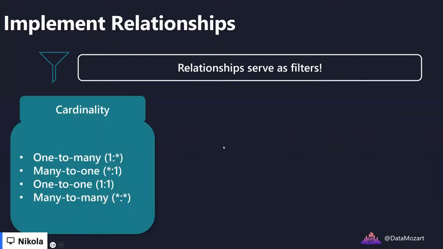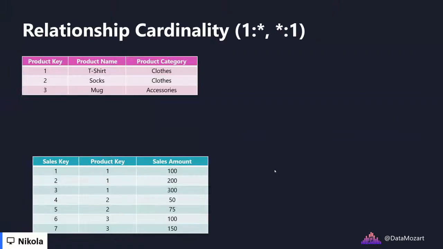So let's first examine the concept of cardinality in relationships. There are four possible options to choose from, even though one is just a variation depending on the filter direction. We have one-to-many and many-to-one, which is basically the same, one-to-one and many-to-many. The one side of the relationship means that the column contains unique values, whereas the many side means that the column may contain duplicate values. So one-to-many and many-to-one are essentially the same.